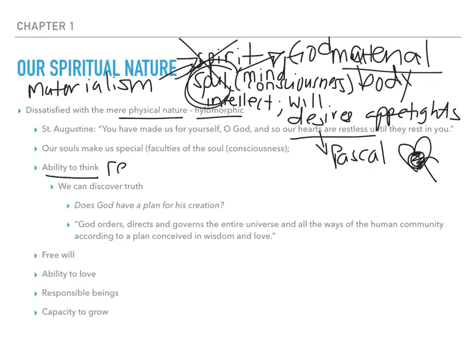So unlike animals, even animals that can do some kind of low-order processing, when a wolf goes to eat, it doesn't ask, is it right for me to eat the rabbit? It doesn't debate, should I kill this rabbit? It just acts on instinct, whereas human beings are different. We can discover truth, and again, that's God. What is truth? It's God.